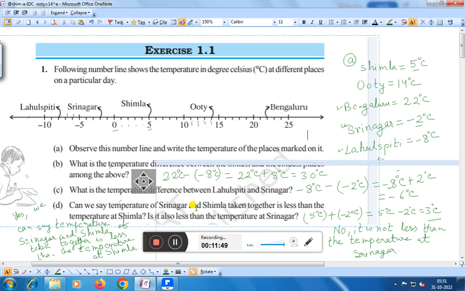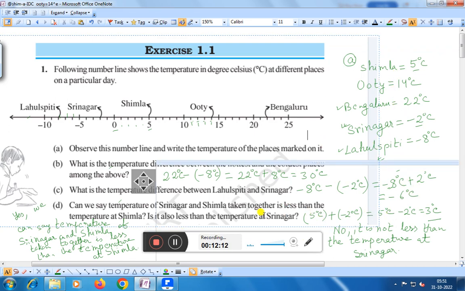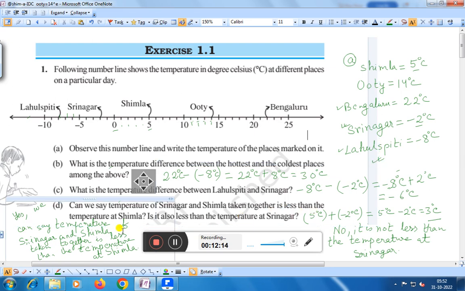If we take together the temperature of Srinagar and Simla, what are you getting? You see, the temperature of Simla is 5 degrees centigrade and the temperature of Srinagar is minus 2 degrees centigrade. Therefore, we add it: 5 degrees centigrade minus 2 degrees centigrade comes to 3 degrees centigrade. Right? And the temperature of Simla is 5 degrees centigrade. Can you say the temperature of Srinagar and Simla taken together is less than the temperature at Shimla? Yes, because it is 3 degrees centigrade. Right? Yes, we can say it is less than the temperature at Simla.